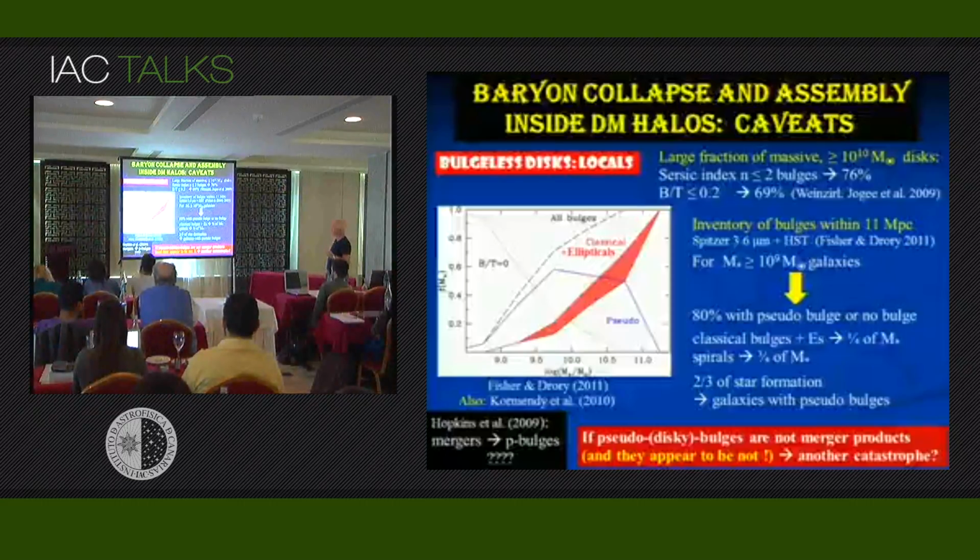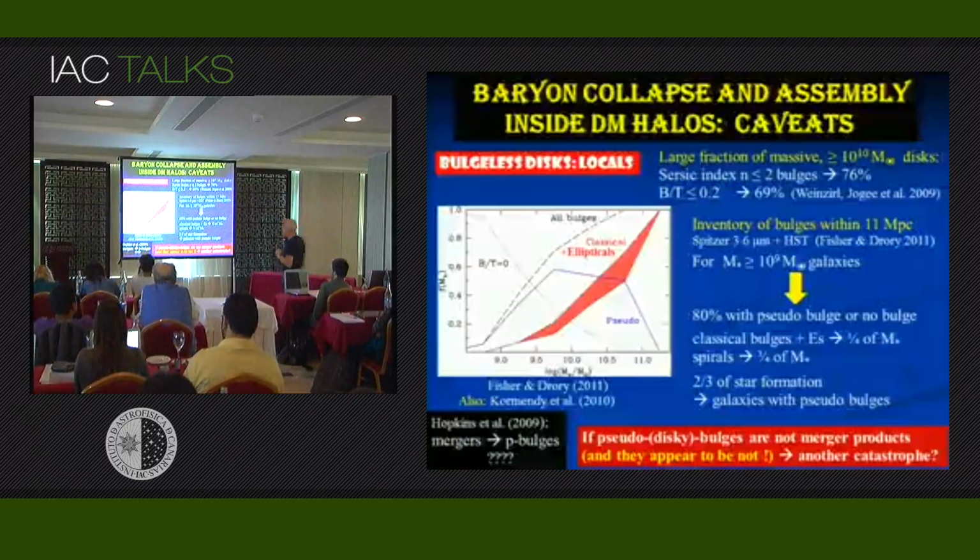But the main problem is, of course, how to avoid classical bulges, how to avoid these large bulges which are given here. Bulge over total mass. This is smaller than 0.2. I mean, more than 0.5. How to avoid them? Apparently, most of the galaxies don't have it.